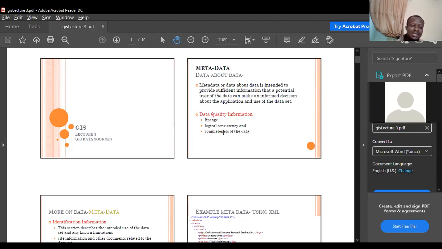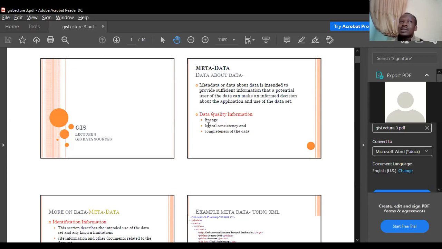Okay, so the lineage of the data tells you what it has gone through, where it has passed, who has actually worked on that data. Originally, maybe it wasn't what you're actually holding in your hand. Are you with me? We can talk about logical consistency.